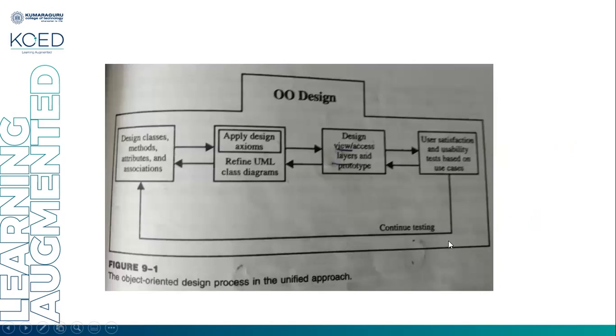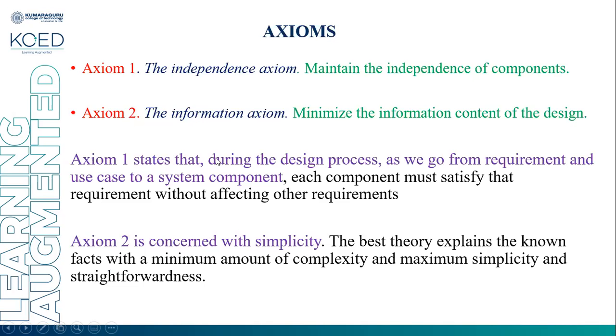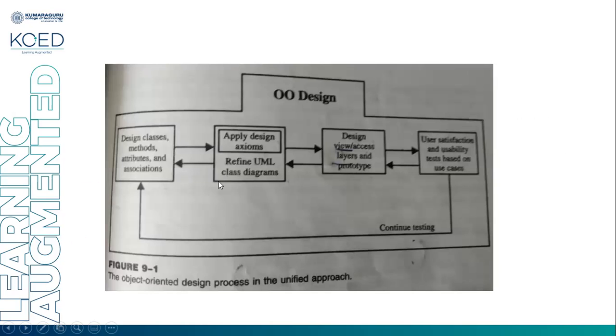The entire object-oriented design process is given in the diagram. The first step is to design the classes, methods, attributes, and associations, then apply the design axioms and refine the UML class diagram. The next step is to design the view and access layer and prototype. The next step is the user satisfaction and usability test based on the use cases. First you focus on designing the classes, methods, attributes, and associations, generally the business layer. Then design the view layer and conduct the user satisfaction and usability test, which is a continuous test. It is an iterative process, and we are able to move between the various phases of the design. That is the advantage of object-oriented design.